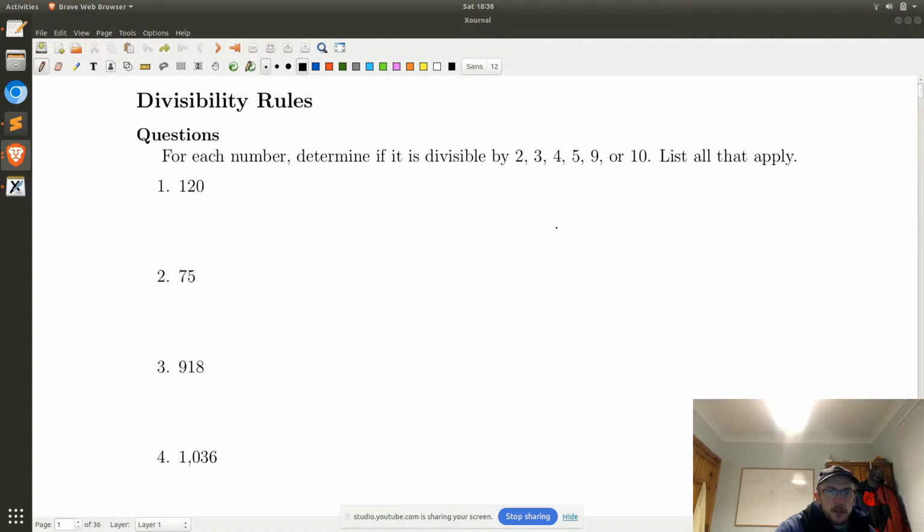All right, so divisibility rules. For each number, determine if it is divisible by 2, 3, 4, 5, 9, or 10, and list all that apply. And for these particular integers, they have associated rules. To find out if a whole number is divisible by 2, that is to say, a whole number is even, look in the units place or ones place and see if it has 0, 2, 4, 6, or 8.